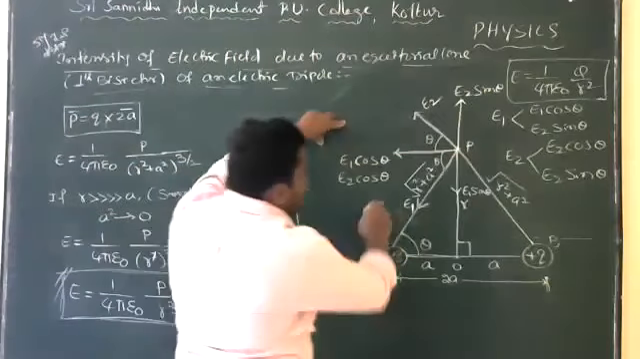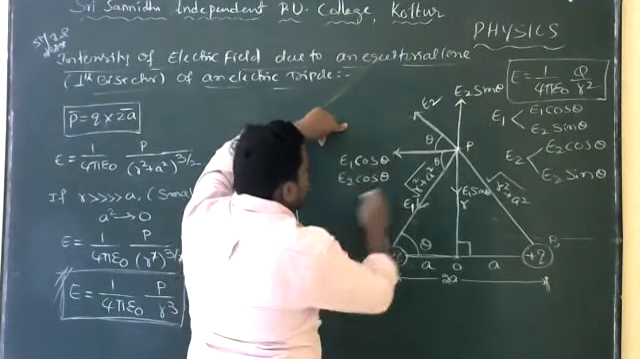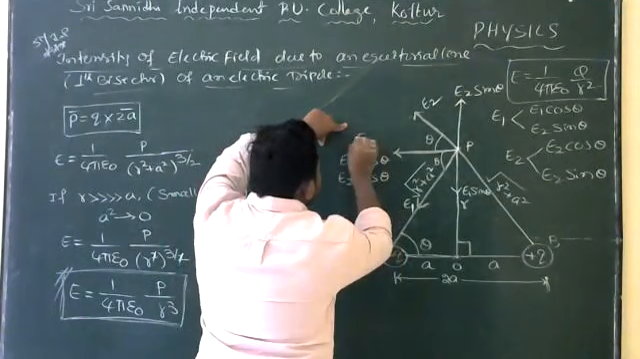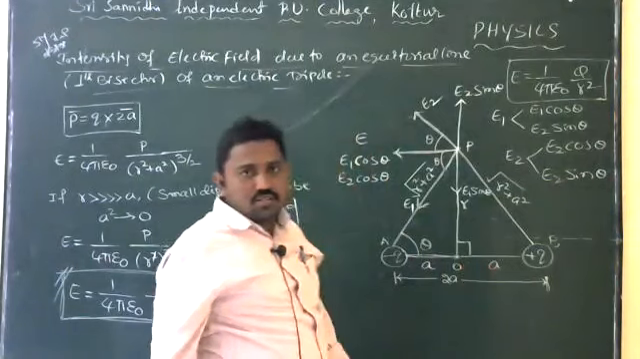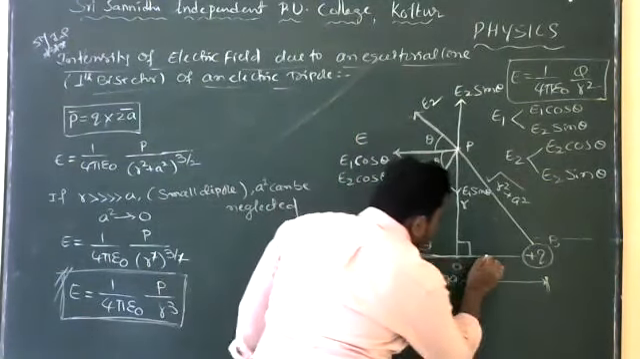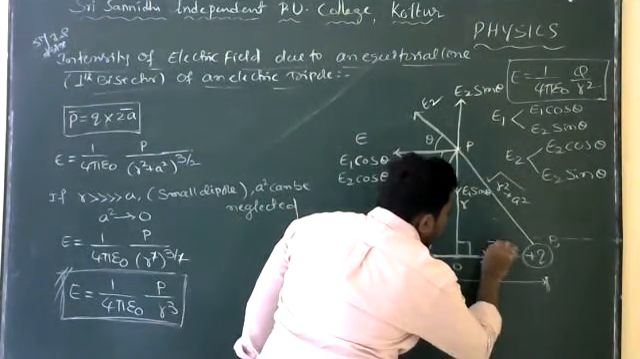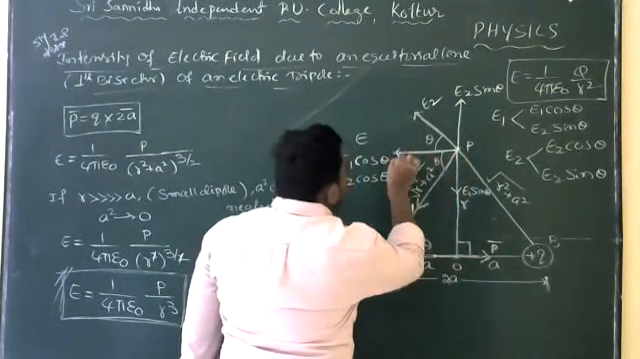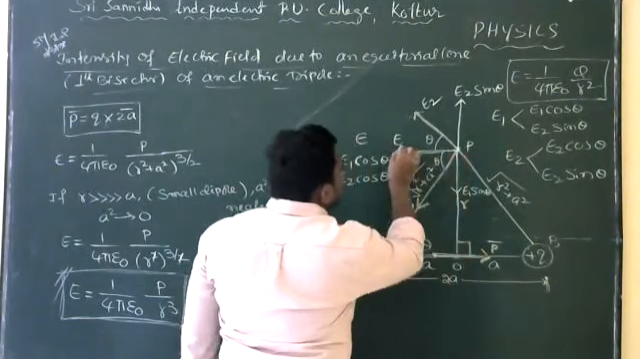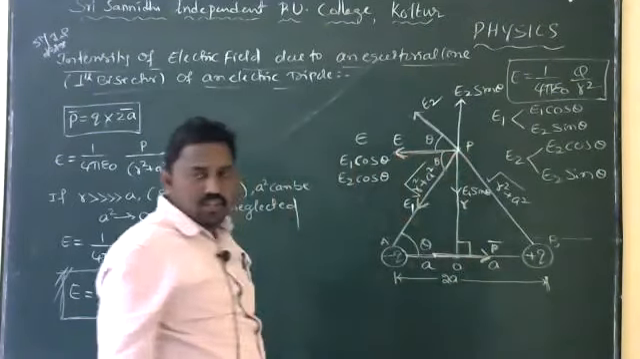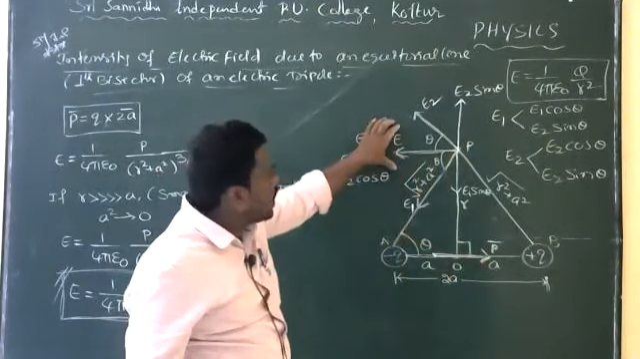So in this diagram, observe that E1 cos theta and E2 cos theta are responsible for the resultant electric field E. So the resultant electric field is E. Here the dipole moment direction is negative to positive, so this is P bar. The resultant electric field is E in this direction. So the dipole moment is in the opposite direction of the resultant electric field.